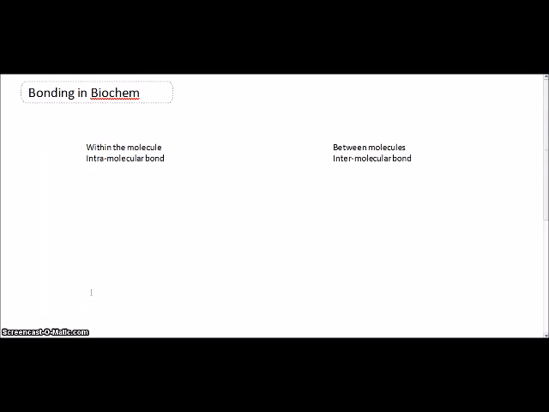Hey guys, here's an easy way to think about bonding in chemistry. There are really only two categories of bond that we talk about: bonds within the molecule or bonds between the molecules. A fancy way of saying it is that bonds within molecules are intramolecular, and bonds between molecules are intermolecular, kind of like international is between nations.